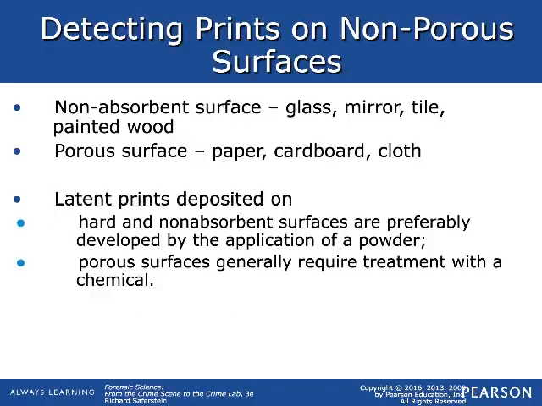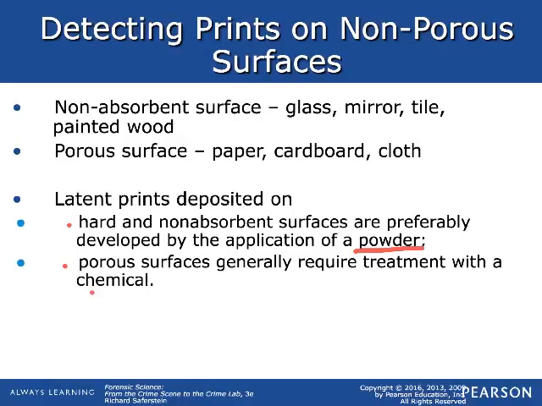Okay, now the next section talks about porous and non-porous surfaces. So a non-absorbent surface would be something like glass, mirror, tile, painted wood. Okay, so something that's not going to take up water, but something that's porous would be paper, cardboard, fabric, cloth. Okay, now, latent prints that are deposited on a hard or non-absorbent surface are usually developed by adding powder to it. So using a brush and putting powder on it. And then porous surfaces, usually you have to treat them with a chemical.